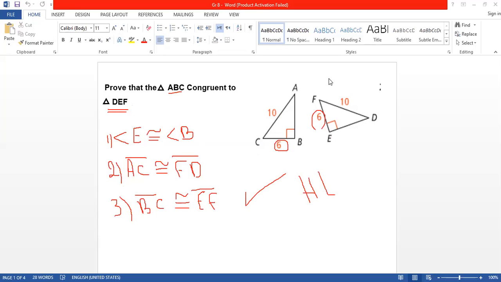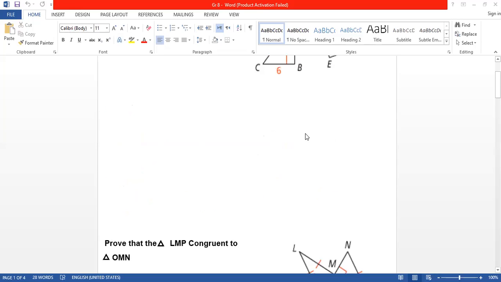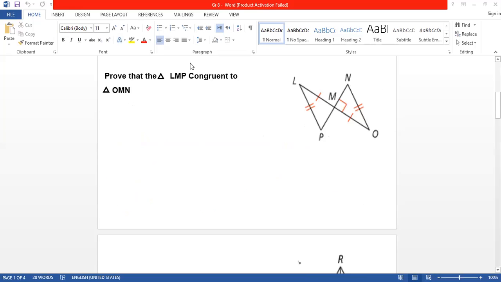The next exercise. Here we have to prove that triangle LMB is congruent to triangle OMN. We need three conditions as usual. Condition number one, we have NO congruent to LB, the same dashes. NO is congruent to LB.